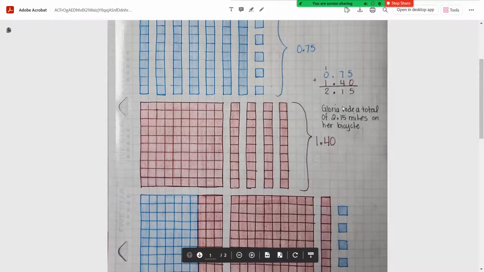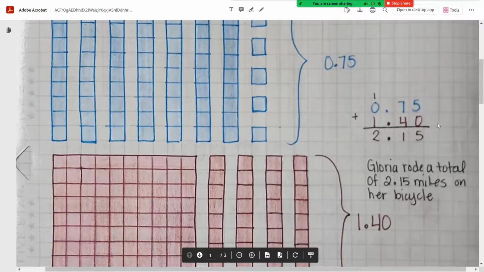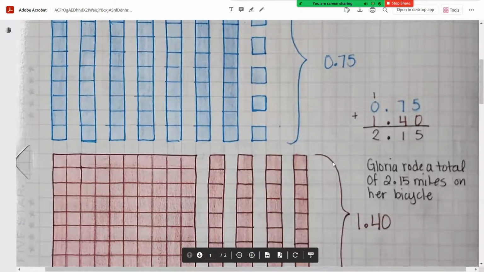So if I stack and add, remember you stack your decimals first, 0.75 plus 1.40. And then after you line up your decimal, you drop your decimal point into its spot. You're just going to work with the numbers the way you usually do. 5 plus 0 is 5, 7 plus 4 is 11. So I put my 1 here. I carry the other 1. 1 plus 1 is 2. So Gloria rode for a total of 2 and 15 hundredths of a mile on her bicycle.